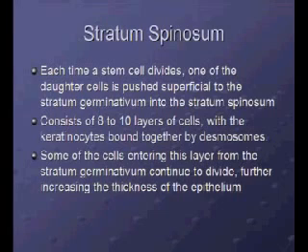It consists of 8 to 10 layers of cells with keratinocytes bound together by desmosomes. Some of the cells entering this layer from the stratum germinativum continue to divide, further increasing the thickness of the epithelium.